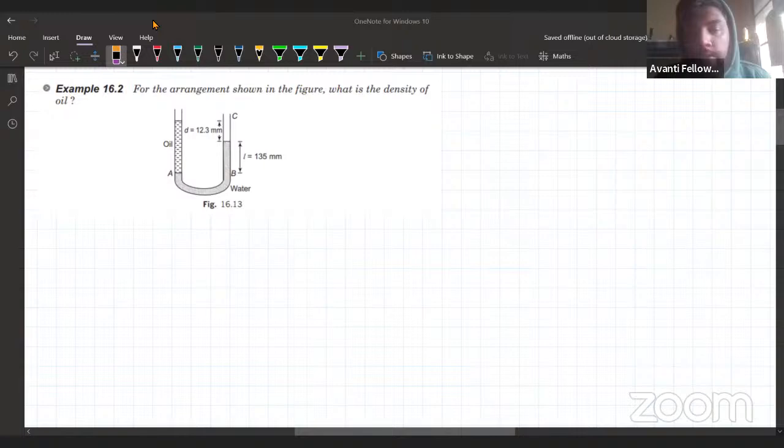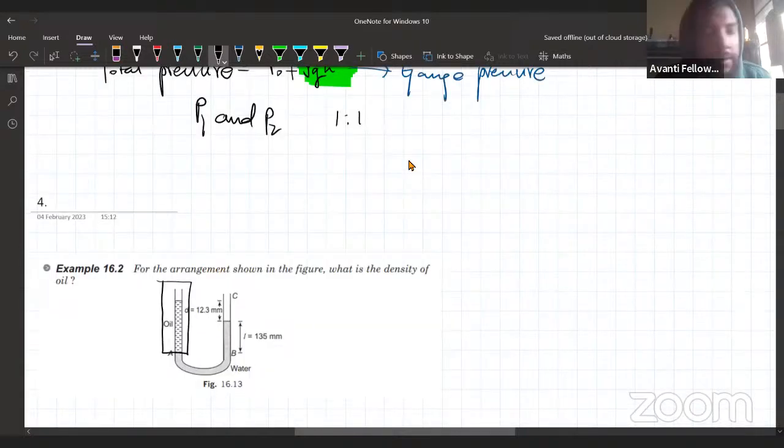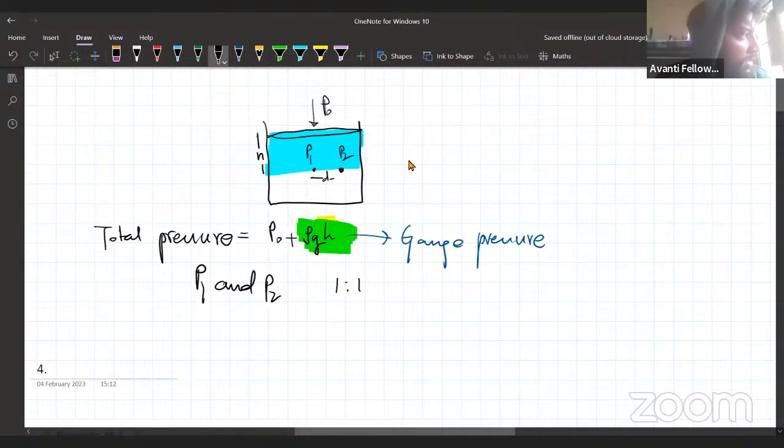Okay, let me solve this question. So see, I'm taking only this part. Can I say this part is equivalent to what we have seen in the recall? You can say that, right?